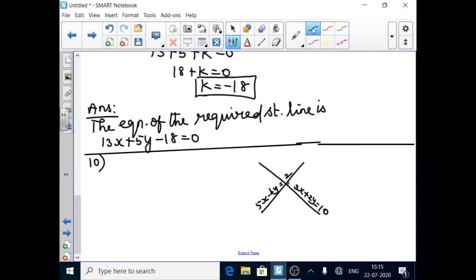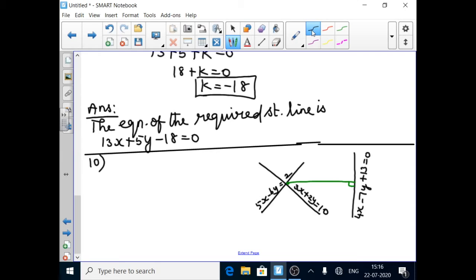Next they give a line perpendicular to the line. The equation of this line is 4x minus 7y plus 13 equal to 0. The required line passes through the point of intersection, and it must be perpendicular to this line. So you have to draw the line. This is the required line. So you get one point from the point of intersection, and then substitute it in the perpendicular form.